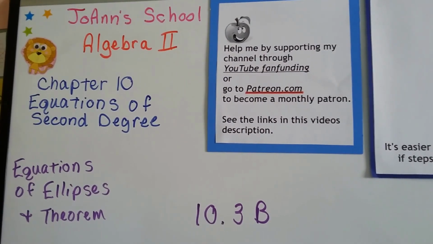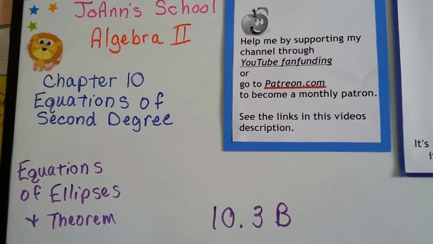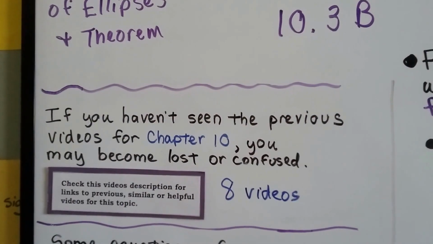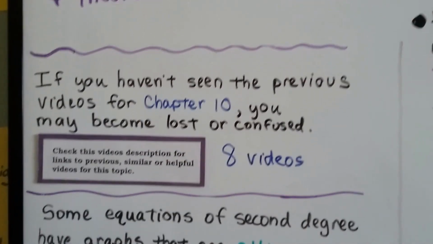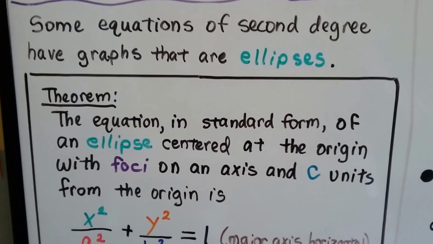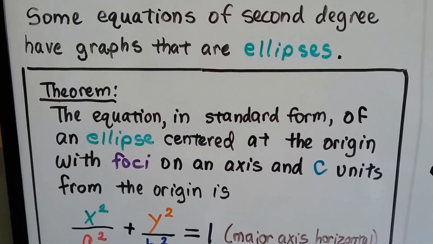We're going to talk about equations of ellipses and a theorem. We're in Algebra 2 at 10.3b now. We have 8 previous videos. If you become lost or confused, click on the description to find those previous videos to fill in what you missed. So as we said in the previous video, some equations of second degree have graphs that are ellipses.